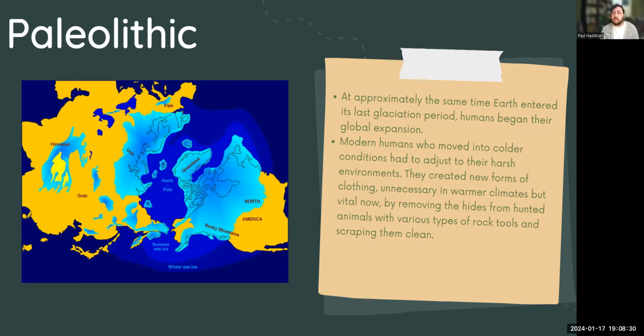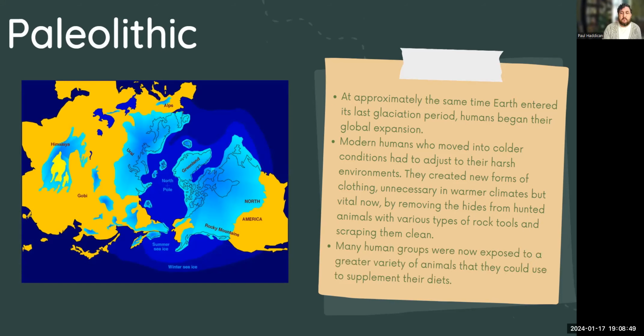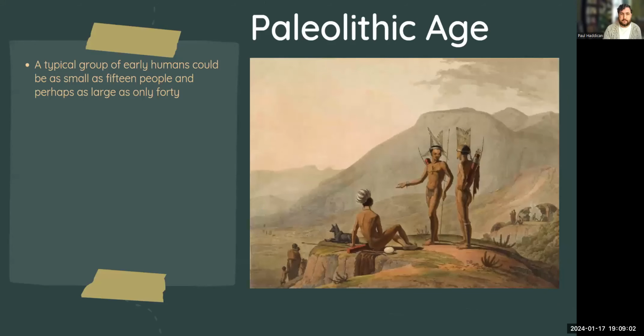So new forms of clothing, made from hides of hunted animals. You also will see development of stone, bone, and wood sewing needles, to be able to sew the hides together. So some real human ingenuity, right? Many human groups are now going to be exposed to a greater variety of animals than they could use to supplement their diets, because now they're reaching all these new areas that they've never reached before. So they're trying out new sources of food, new sources of meat.